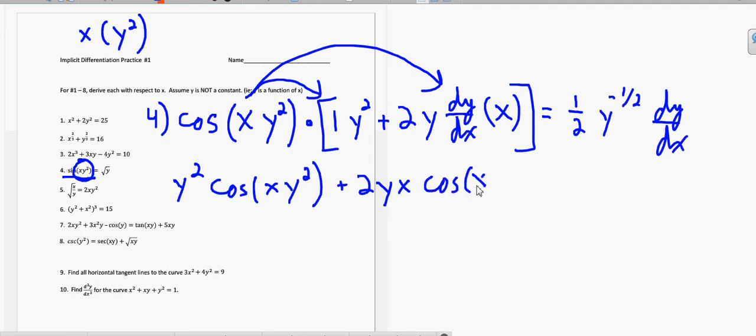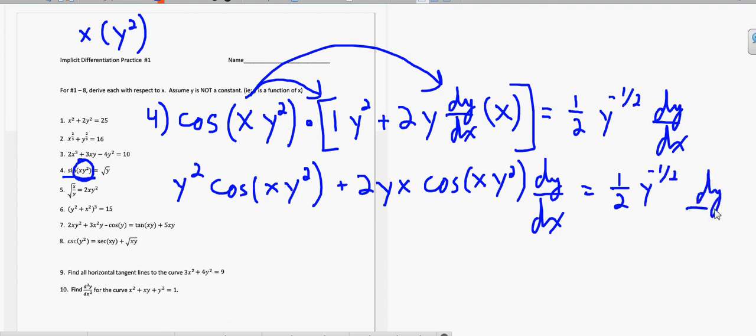I'm going to put the dy/dx at the end here. So cosine xy squared. We're multiplying, so I'm allowed to move everything around if I want. That's a 2y, and x was here, so I just put them up front. Cosine xy squared, and then dy/dx. All that stuff's still there. Equals 1/2 y to the negative 1/2 dy/dx. And you can take care of that negative exponent now or at the end. It really doesn't matter. But I'm going to get all my dy/dx's on the one side and everything that doesn't have dy/dx onto the other.